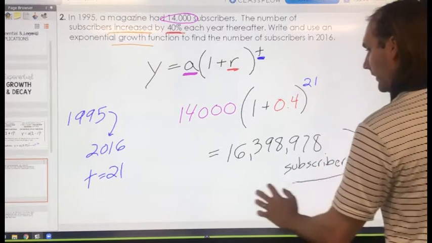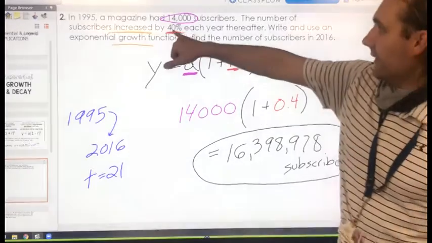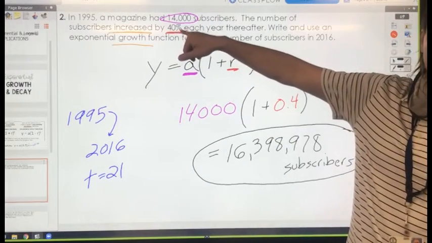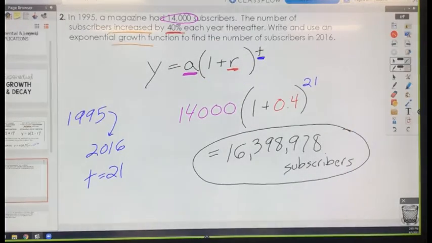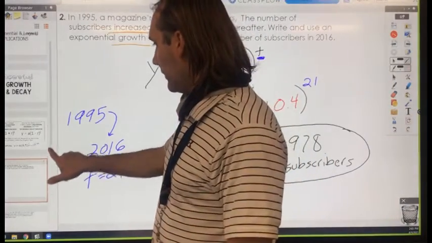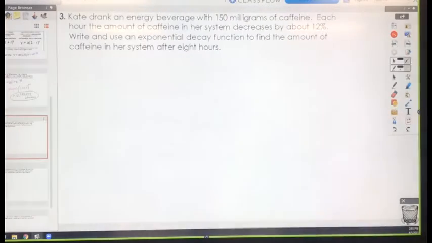Pretty big number. But as you see here, that's a pretty ridiculous increase. You're doing pretty well for yourself if you're growing 40% each year. In reality, this is probably like 1 or 2% at best. But hey, 14,000 to 16 million in 21 years, they're doing pretty well for themselves. This is an example of an exponential growth. Now let's look at a decay.